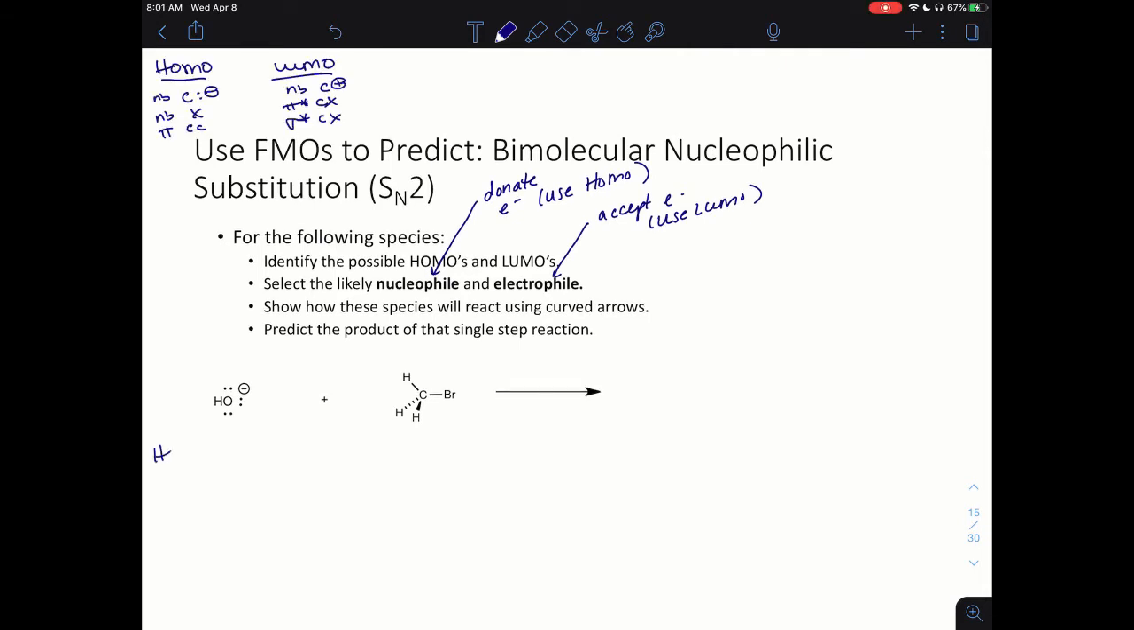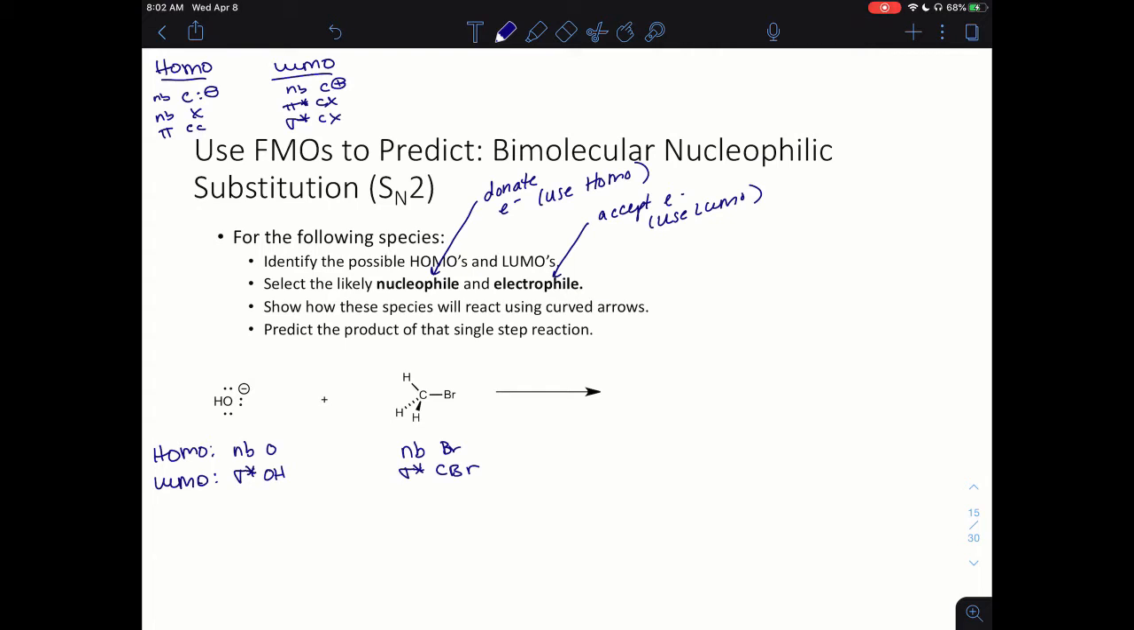All right, so if we identify the HOMOs and LUMOs, the HOMO for hydroxide is the non-bonding pair of electrons on oxygen. And the LUMO, the lowest energy empty orbital, that's the only one that we have, sigma star OH. For methyl bromide, we have the non-bonding pair of electrons on bromine, and then sigma star CBr as our LUMO. Okay. So that was the first step.